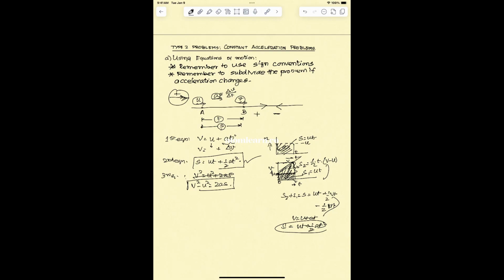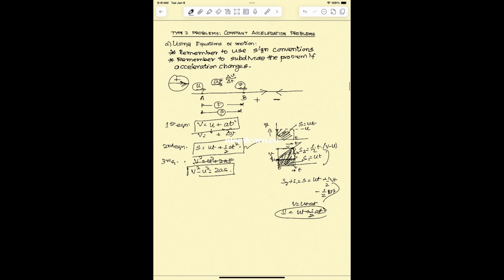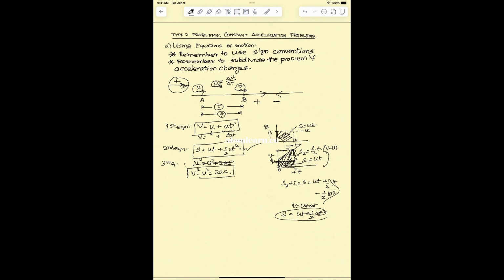Now these are the three equations which are very popular, which we know of. Now I'm going to explain like this. There are totally 5 different variables, u, v, t, a and s, and you would find that each of these equations relates 4 of these variables. The first equation relates v, u, a and t. The second equation relates a set of 4 different variables: u, t, a and s. Then the third equation covers u, v, a and s.